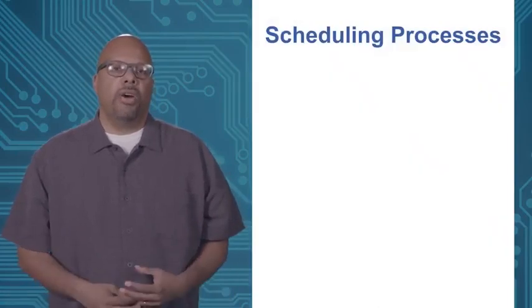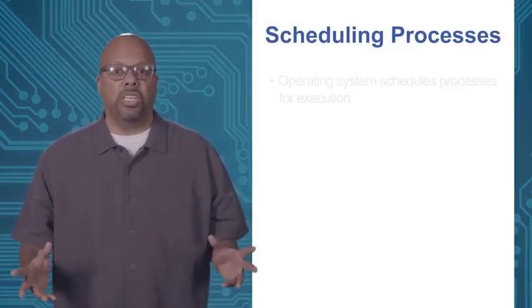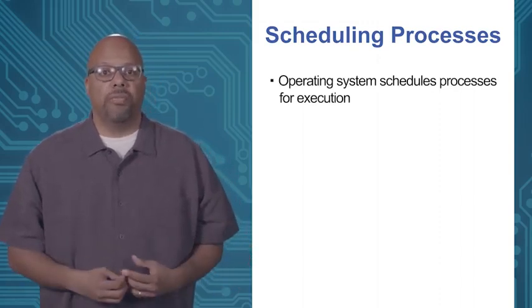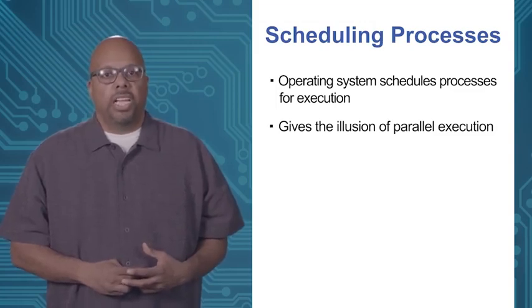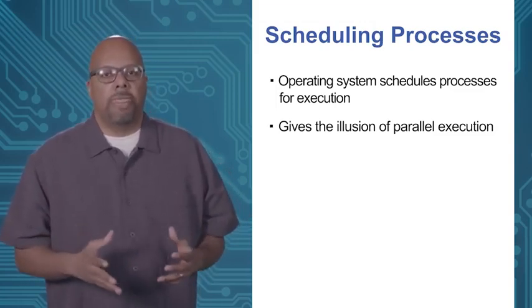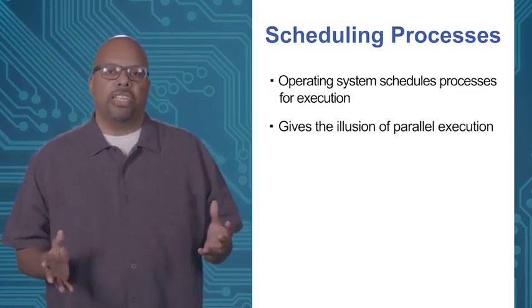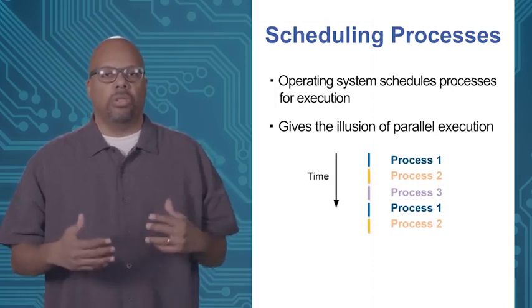So, we're talking about how an operating system allows these processes to all execute concurrently, virtually at the same time, giving the illusion of parallel execution to a user. So what happens is the main task of an operating system is scheduling. So you might have many processes that are running. Like in this case, I have 3 processes that I want to run. Process 1, 2, and 3.